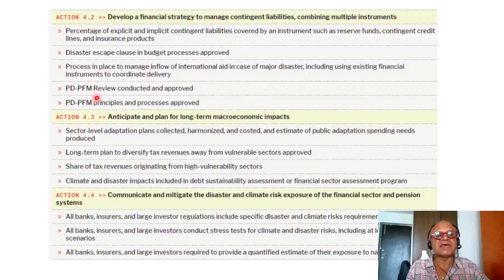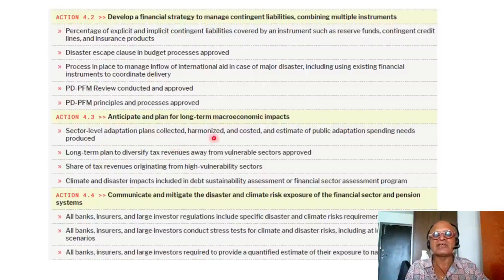PDPFM, Public Finance Management Review, conducted and approved. PDPFM principles and processes approved. Action 4.3, anticipate and plan for long-term macroeconomic impacts. That's public debt, I suspect. You please look it up. I'm blanking out right now.